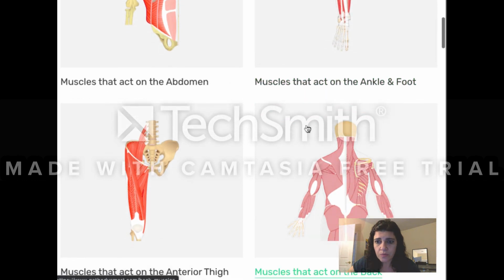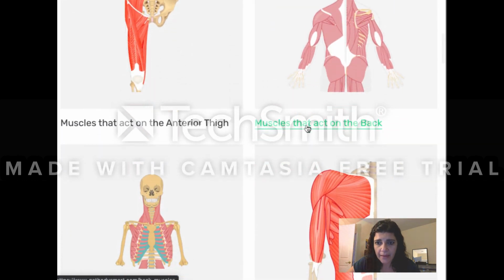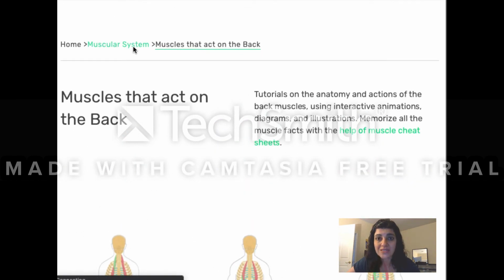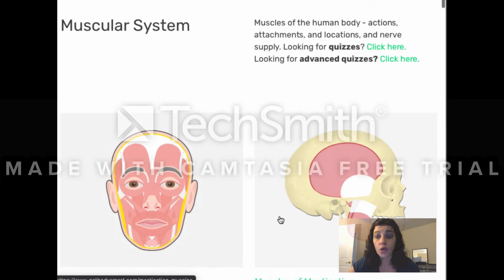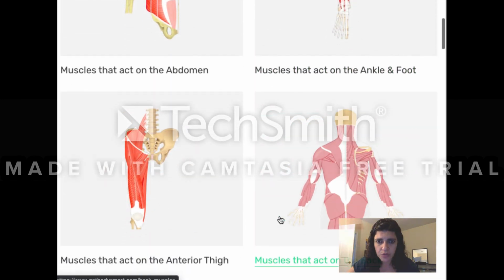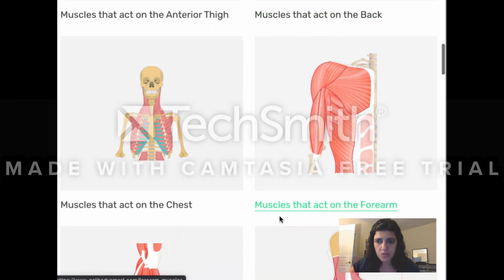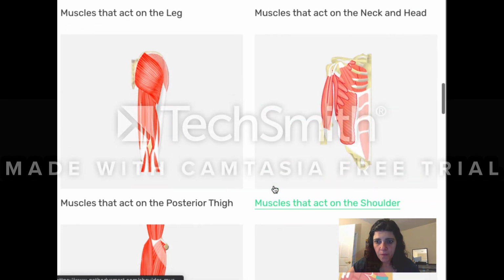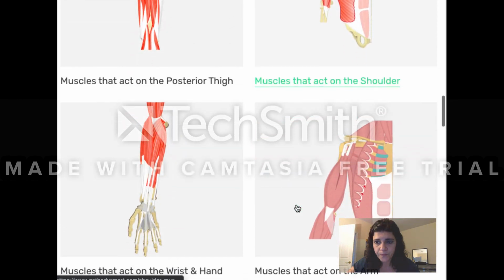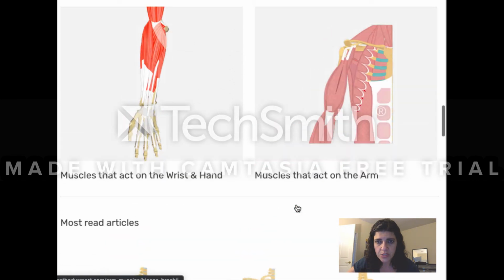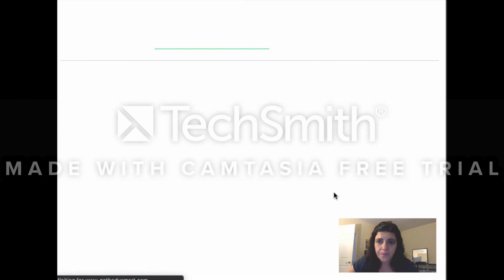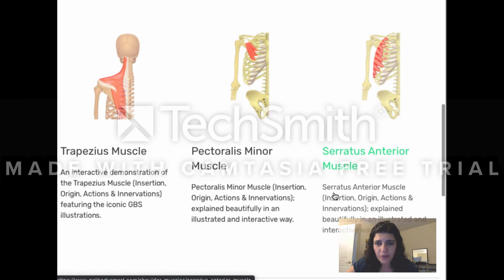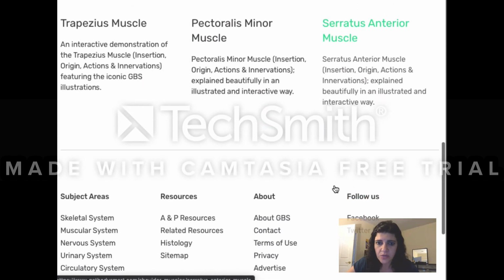Let's go to muscles that act on the back. Let's see if we can find them. That's not what I want. These are the ones that help with the vertebral column stabilization, and we're not really going to talk about those. We're talking about muscles that act on the shoulder, arm, wrist. I think maybe here. Levator scapula, rhomboid. No, these are all for... okay, we have trapezius. Yeah, okay. Trapezius and serratus anterior.